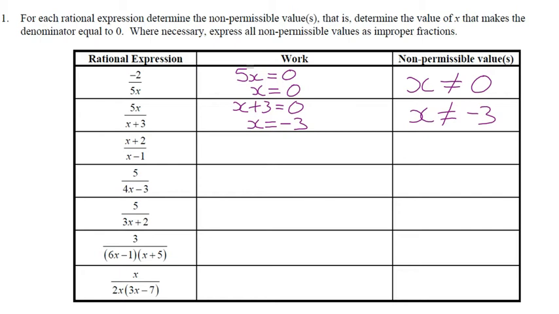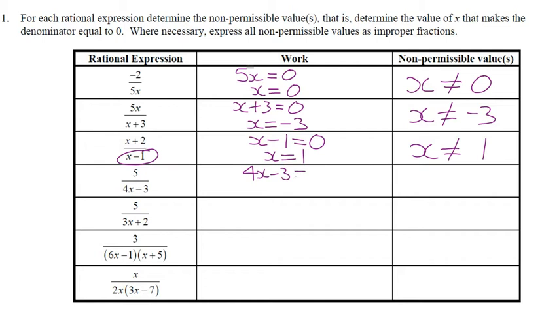Next one. And if you want, you can kind of work your way through. Again, we're only interested in the denominator, right? I don't care if the numerator is 0, because I can go 0 divided by something. That's fine, right? No objections there. What I care about is I don't want x minus 1 to be 0, so I do not want x to be 1, so x cannot equal 1. Okay, that's the non-permissible value. Next one.